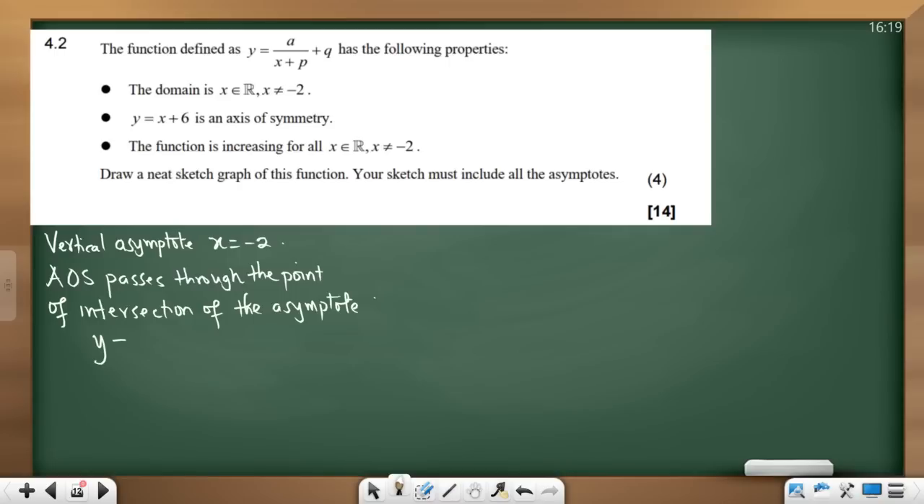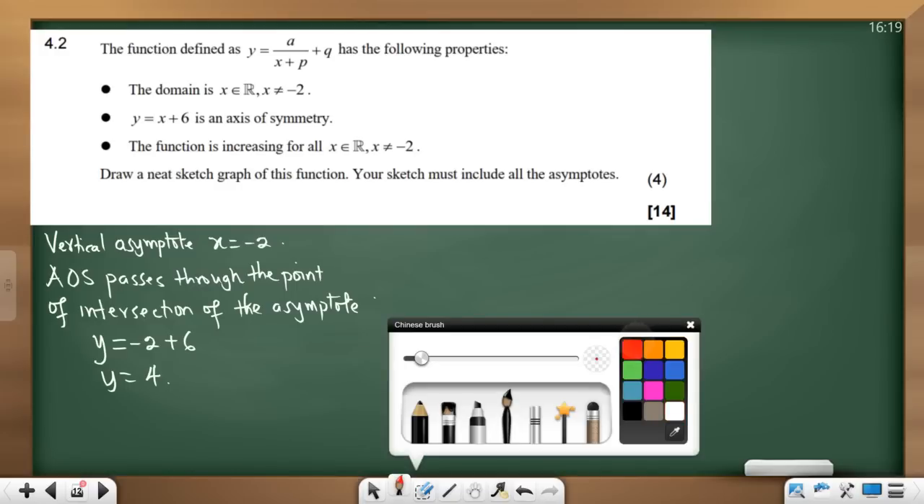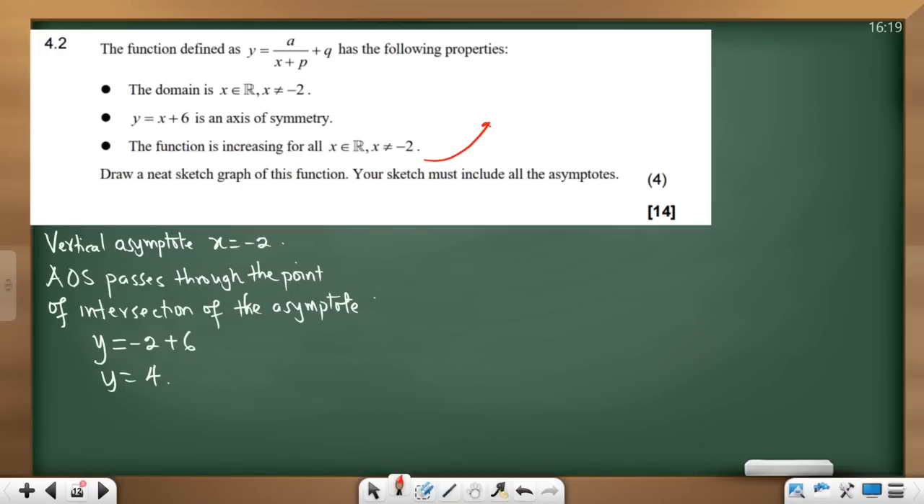That is very, very important. So I know my x value already. -2 plus 6. What is y? 4. So I already have my asymptote. The function is increasing for all x values. When they say a function is increasing, guys, it must be like this. All right? For all, function is increasing for all x an element of real numbers, but x is not equal to -2. Draw a neat sketch.